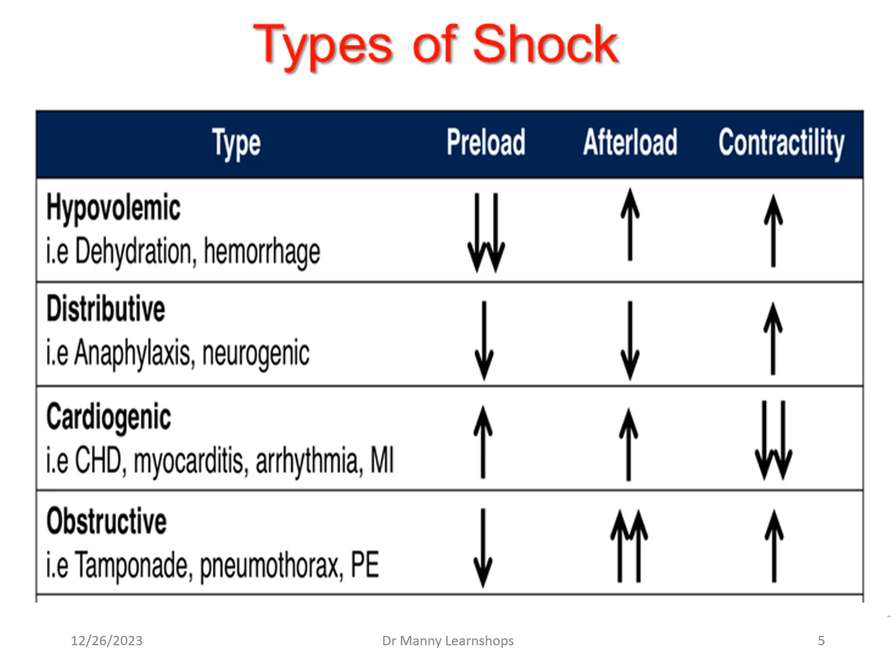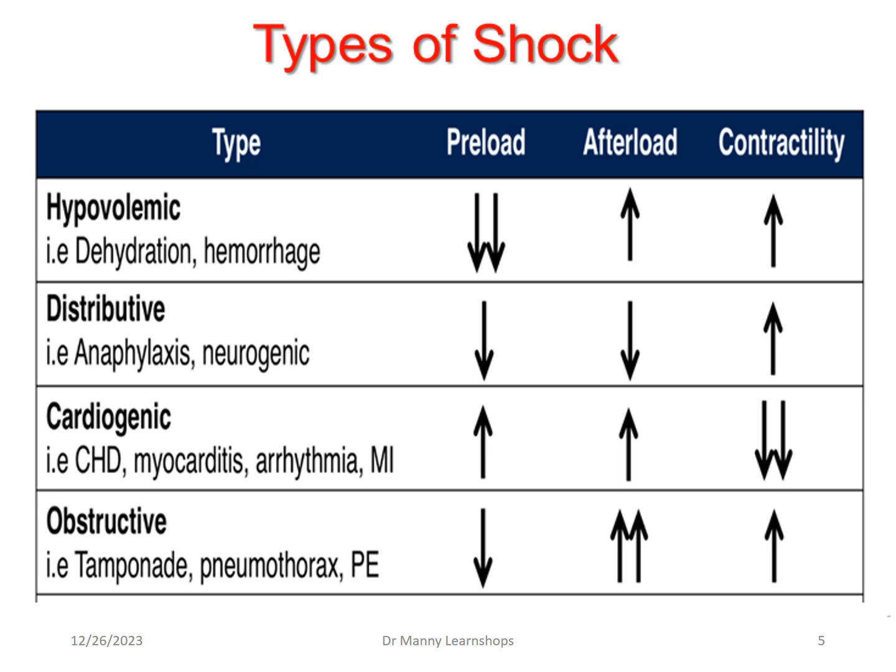I like this diagram, so I've included it. So we have 4 types of shock here: hypovolemic, distributive, cardiogenic, and obstructive. Now, hypovolemic is associated with low volume, you've lost volume, which can occur in severe dehydration or hemorrhage. Distributive, for example, can be anaphylactic, neurogenic, and definitely septic.